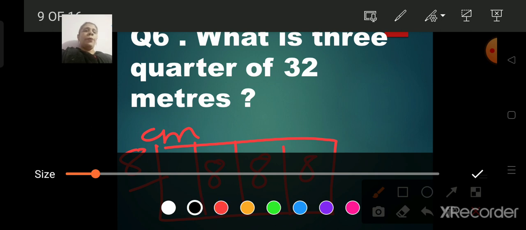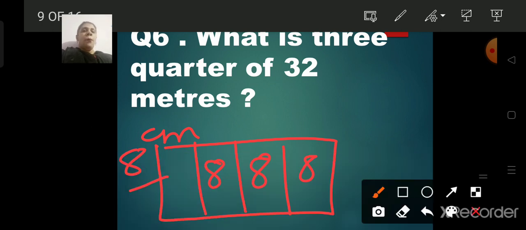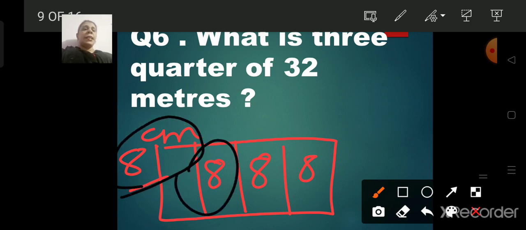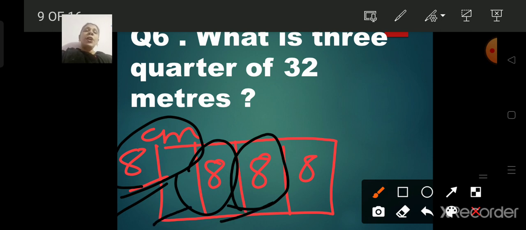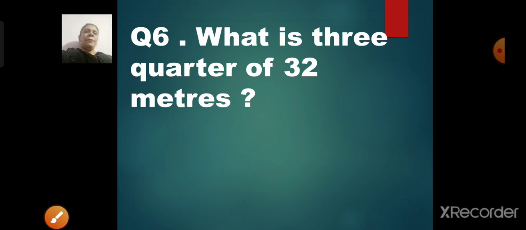So what we will do is, 8 plus 8 will be 16. 16 plus 8 will be 24. So how many quarters did we get? 1 quarter is 8. So 1 quarter, 2 quarters, 3 quarters. So 3 quarters are 24.